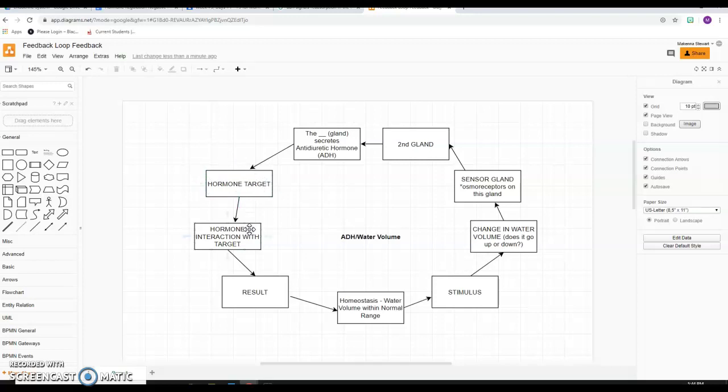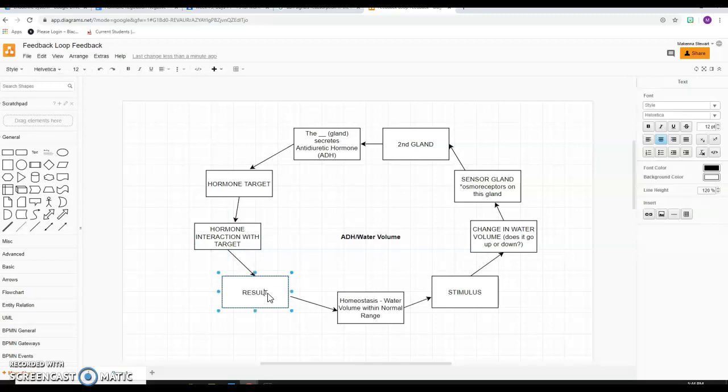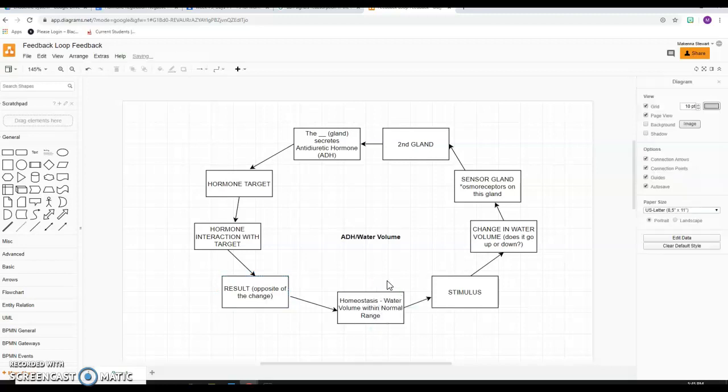When it gets to that organ, what does it do? How does it interact with part of that organ or the cells within that organ? And then what's the result? So the result, and I'll go ahead and put this in here too, should be the opposite of the change. Because the whole point of negative feedback is that the result counteracts the change. The final output counteracts that initial change that took our body away from homeostasis.